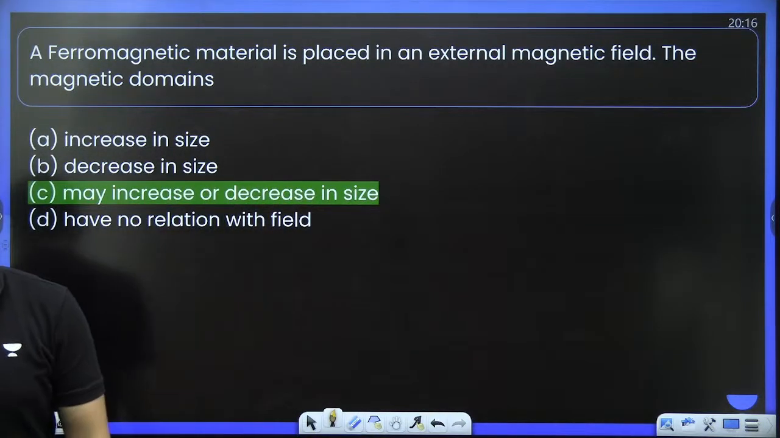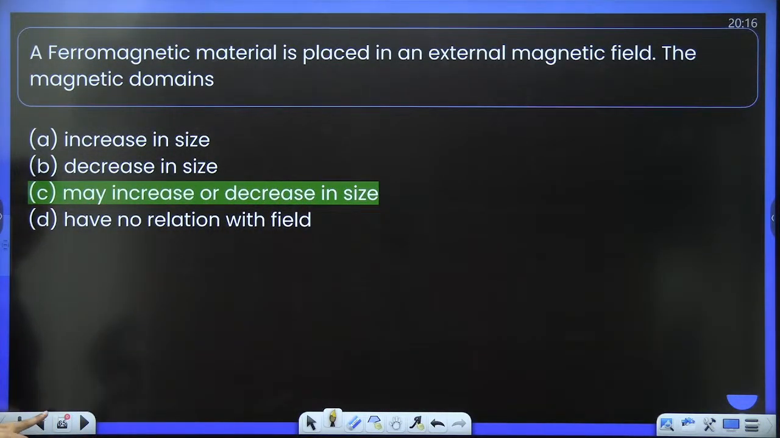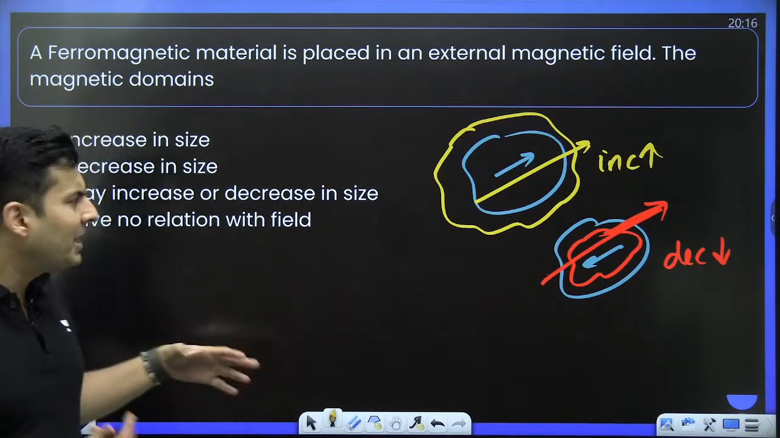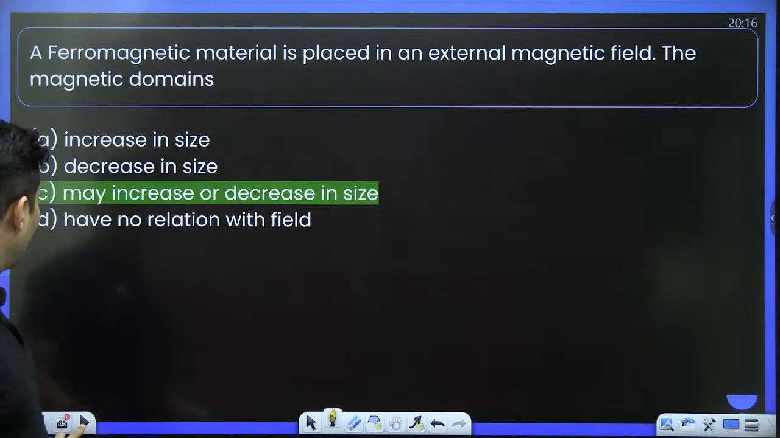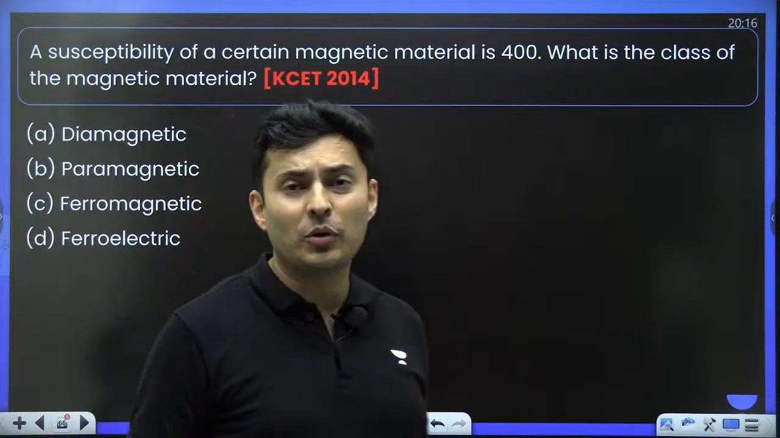It is not B, it is not D, it is not A, it is C. Depends. It may increase, it may decrease. Okay, moving on. Next question. This was a CET question.